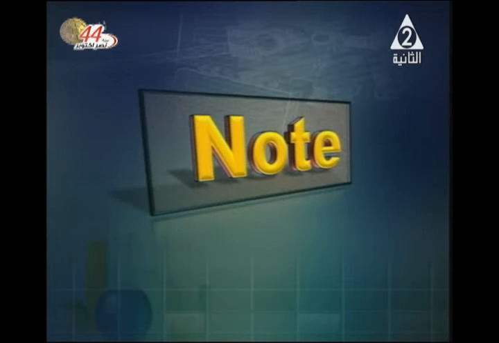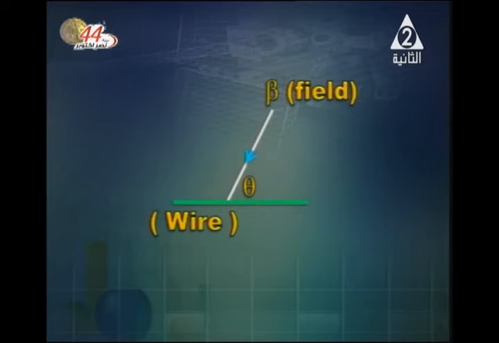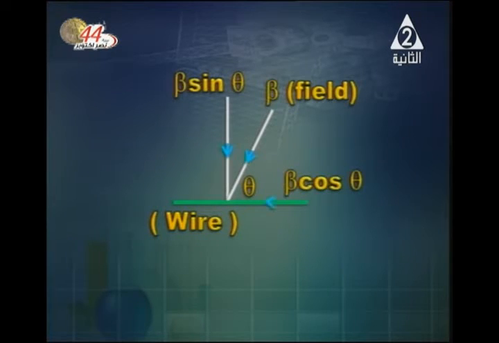Your attention please, we've got something here to add. When the wire makes an angle theta with the field, the relation will be F equal to BIL sine theta. In front of you we've got a wire and a field that makes an angle theta. Resolving the field into 2 components, one is parallel to the wire, B cosine theta, and it has no effect, and the other component acts perpendicular, B sine theta. So the general expression will be BIL sine theta. Theta is the angle between the field lines and the wire.